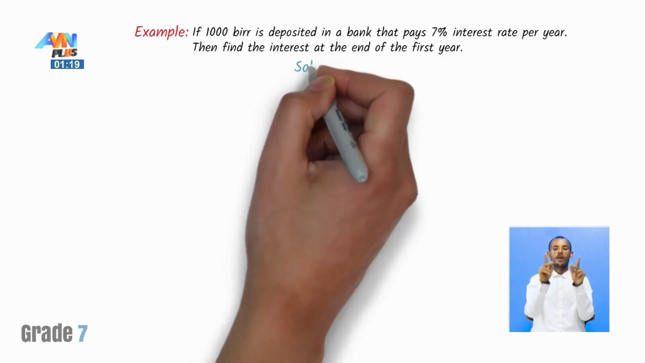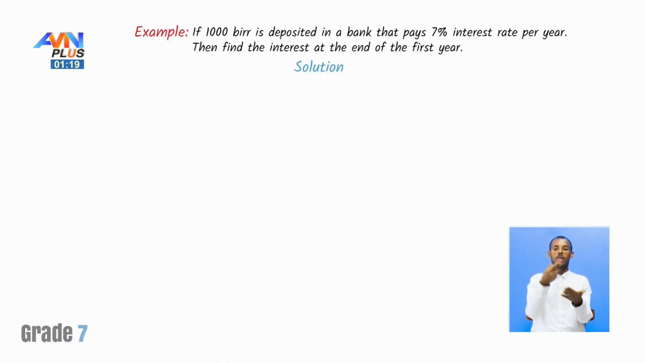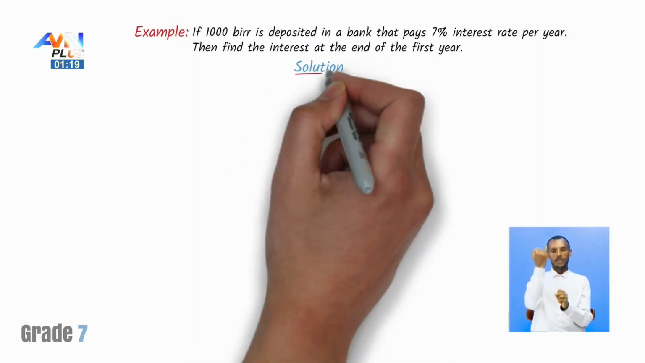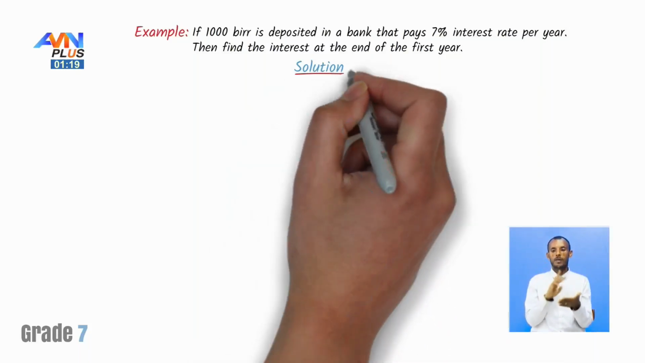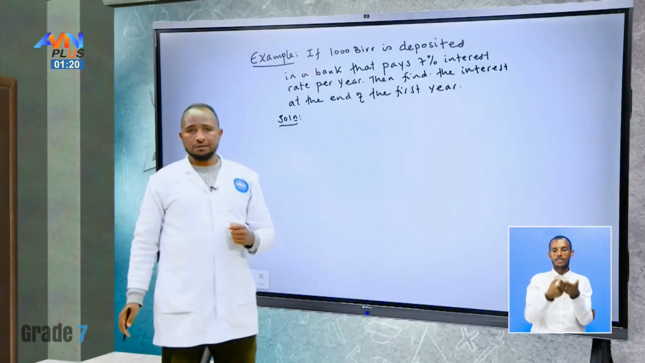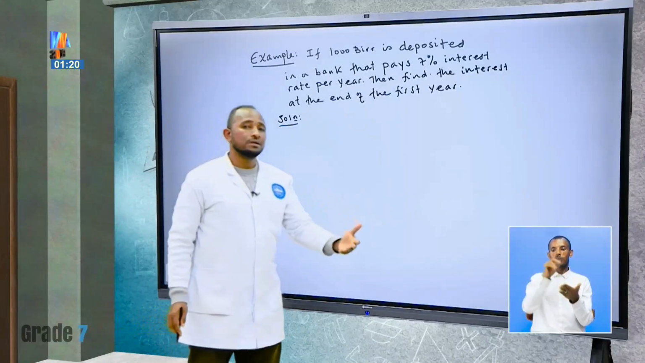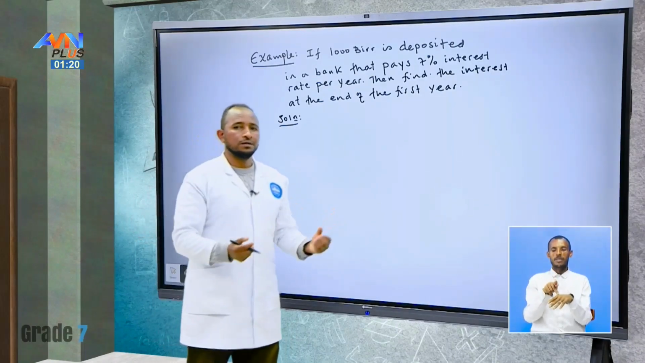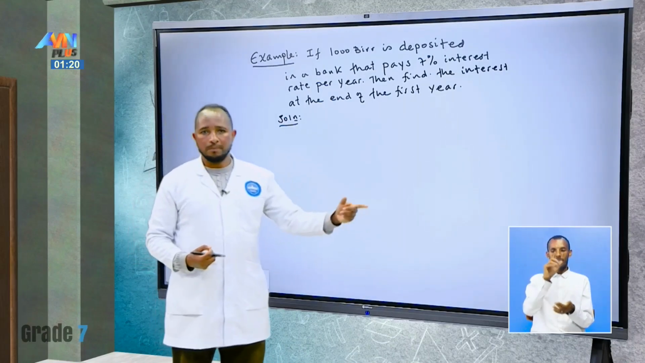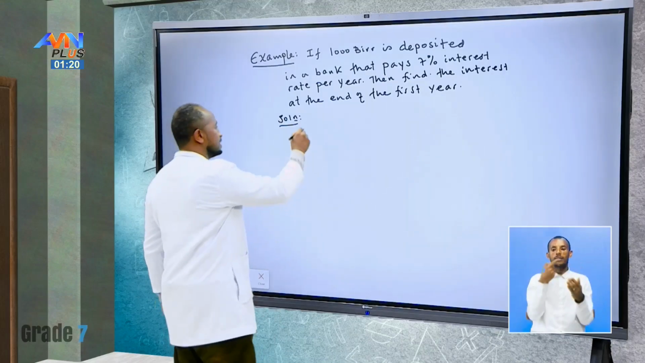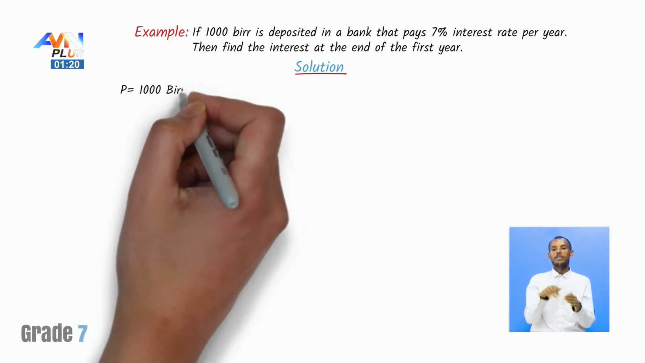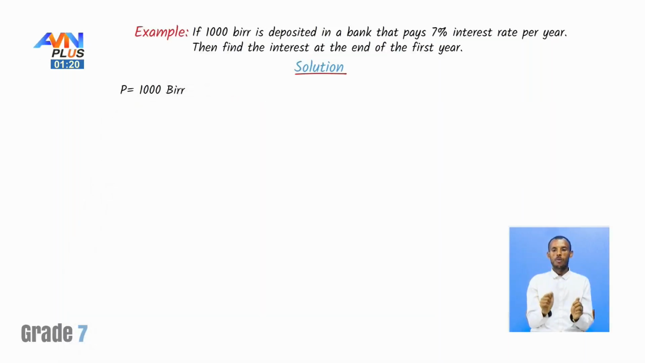Okay, so here let's try to find the terms in this statement. Here it says 1,000 birr is deposited. What does this 1,000 refer to? This 1,000 is the principal, the money invested or the money borrowed. Here 1,000 birr is deposited in a bank. Therefore, this one is the principal. So we use the symbol P for the principal. So P is equal to 1,000 birr.